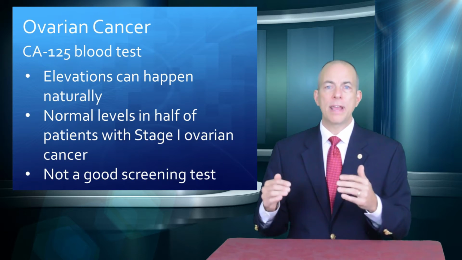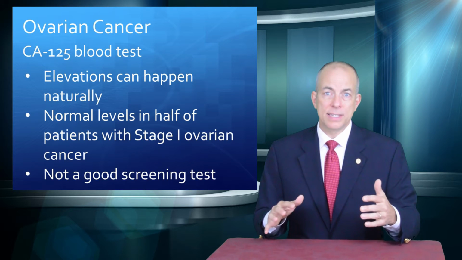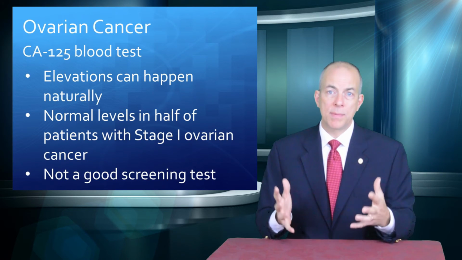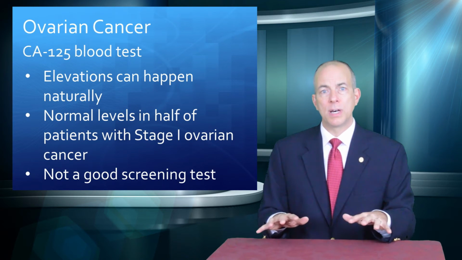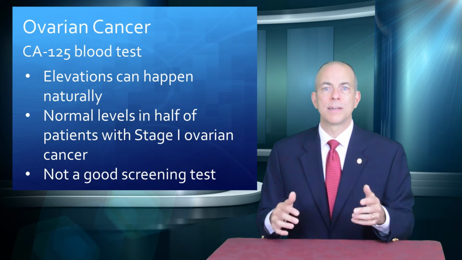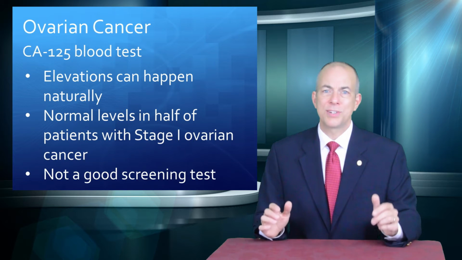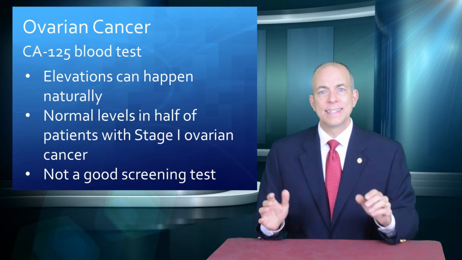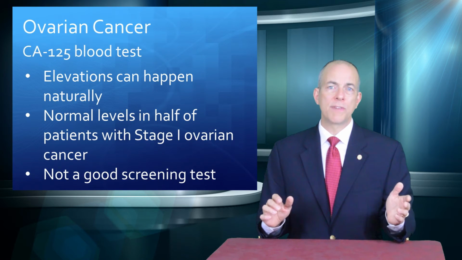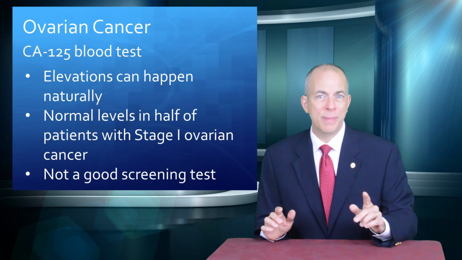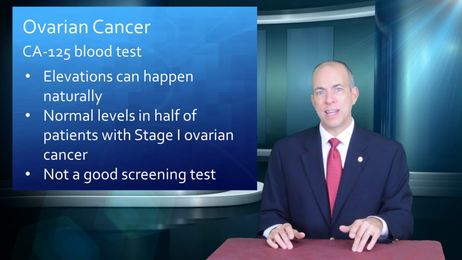Normal ovarian, pancreatic, and breast cells and the cells that line the inside of your chest and abdomen naturally produce low levels of CA-125 into the blood. Sometimes the level rises, but has no relation to cancer. Worse yet, the test is not always elevated if cancer is present. Normal CA-125 levels are found in about half of patients with stage 1 ovarian cancer.